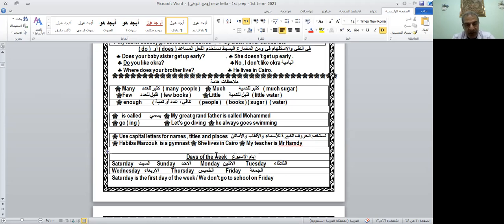Be careful, you have to check the days of the week. Saturday, Sunday, Monday, Tuesday, Wednesday, Thursday, Friday, and you have to put the first letter of these words capital. Saturday is the first day of the week. We don't go to school on Fridays or on Friday.